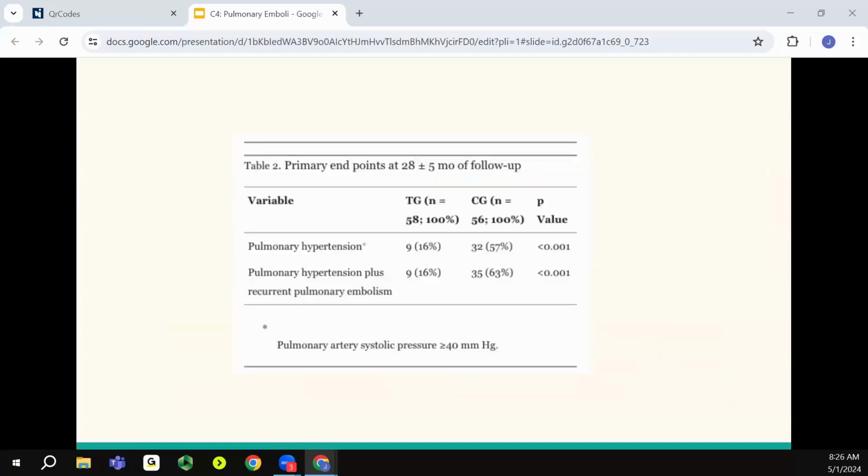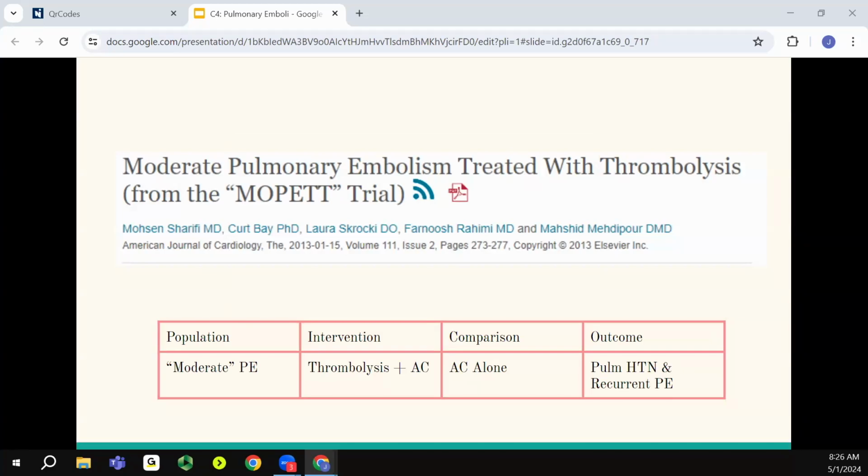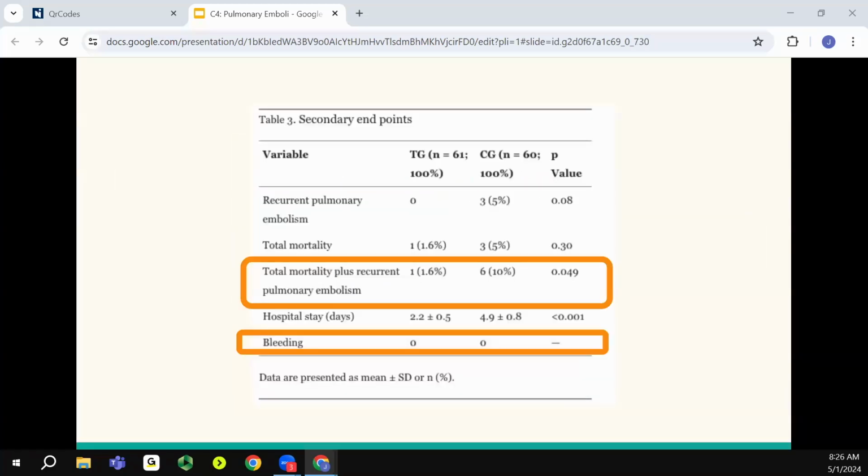And what they found from this is they found a statistically significant reduction in pulmonary hypertension, as well as the composite of pulmonary hypertension and recurrent PE at 2.5 years. And despite the fact that there was no overall mortality benefit, there was a statistically significant decrease in the composite mortality and recurrent PE, as well as hospital stay.